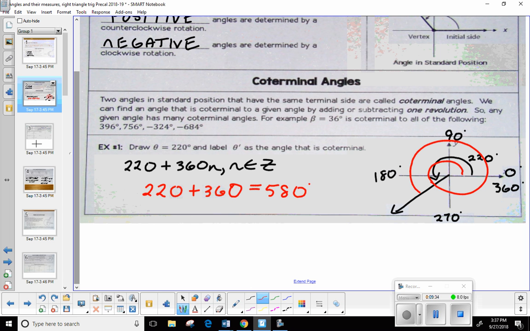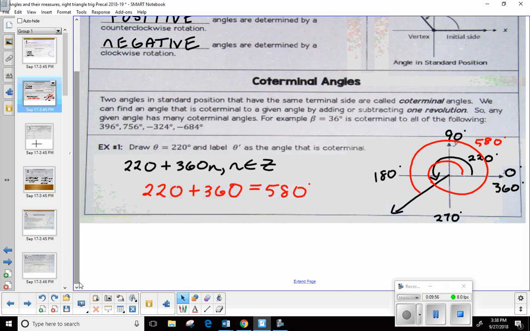580 degrees. So that would be the first positive coterminal angle with 220. So 580 degrees. And it's also the same thing. 1 is an integer, right? So that'd be the same as 220 plus 360 times 1. Now I want to go in the opposite direction.